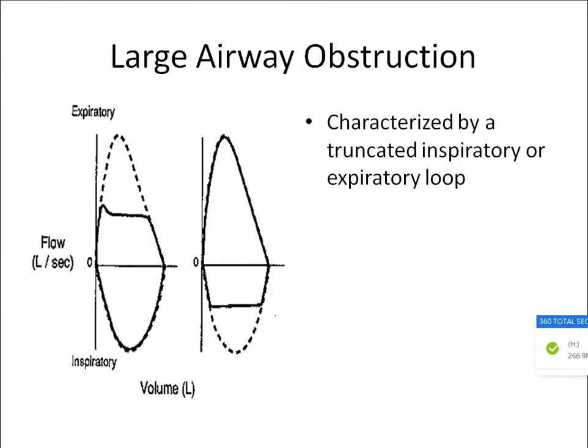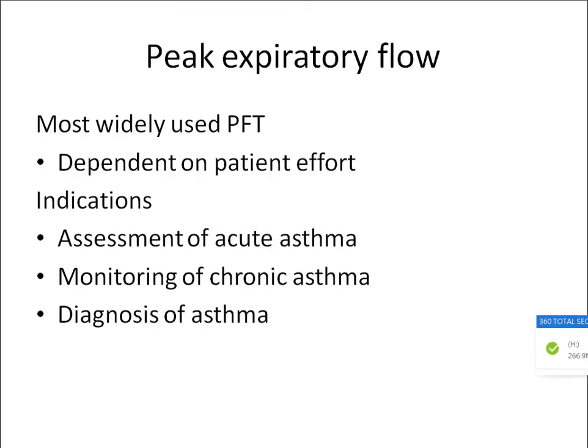Large airway obstruction is characterized by a truncated inspiratory or expiratory loop. In this flow volume loop, you see that in large airway obstruction, the inspiratory portion or the expiratory portion of the loop will be truncated, so it is depressed. The expiratory portion is depressed, or maybe the inspiratory portion may be depressed, if there is large airway obstruction.